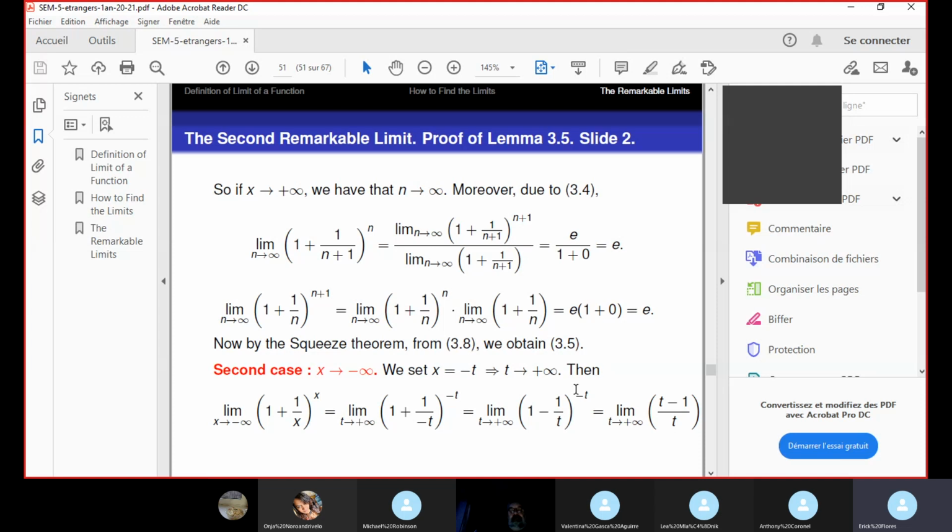Very good. So the second case, you see, it is possible that x goes to minus infinity. In this case, we make use, as in some previous exercises, of the change of variable. So we set x equals minus t. Then it is clear that in this case, t goes to plus infinity. So the idea here is to use the first case of our proof. Is it clear? Yes.